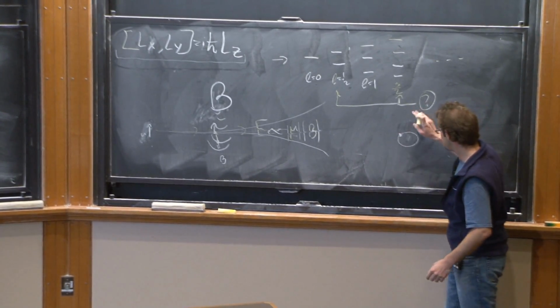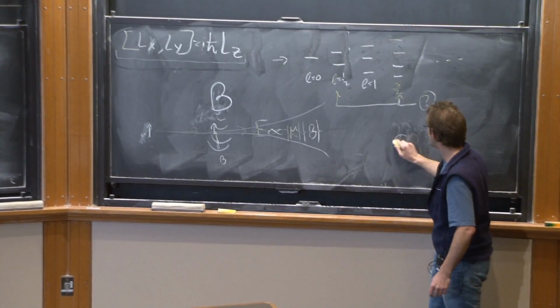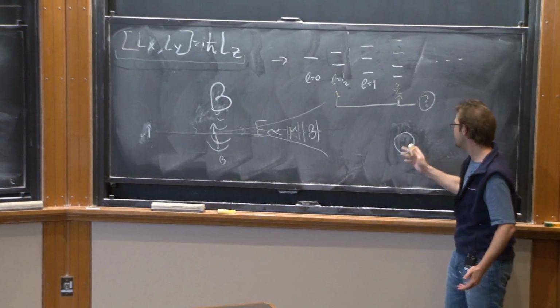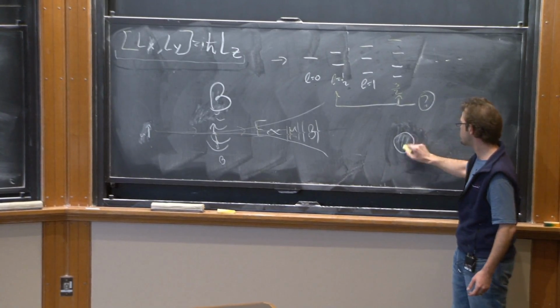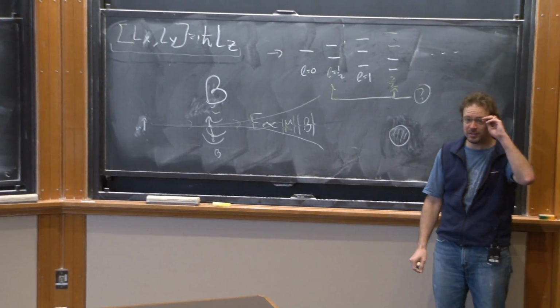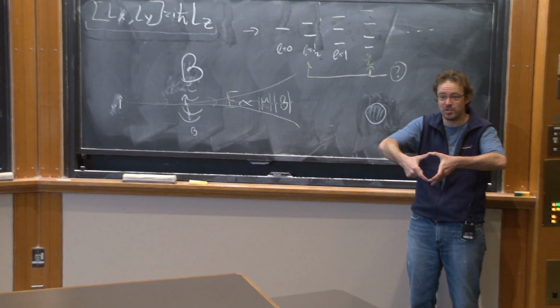Or better yet, imagine you have a sphere. This is a better model. Imagine you have a sphere of uniform charge distribution, okay? A little gelatinous sphere of uniform charge distribution.